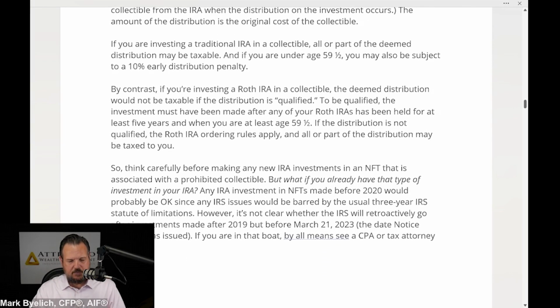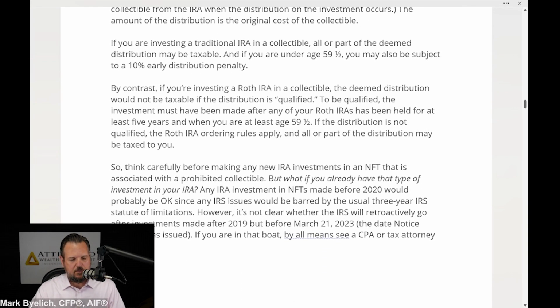By contrast, if you're investing a Roth IRA in a collectible, the deemed distribution would not be taxable if the distribution is qualified. We talked about qualified distributions two weeks ago, in the Financial 15 portion of our weekly webinar.